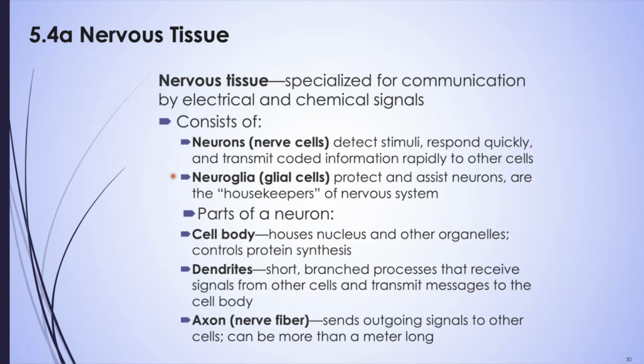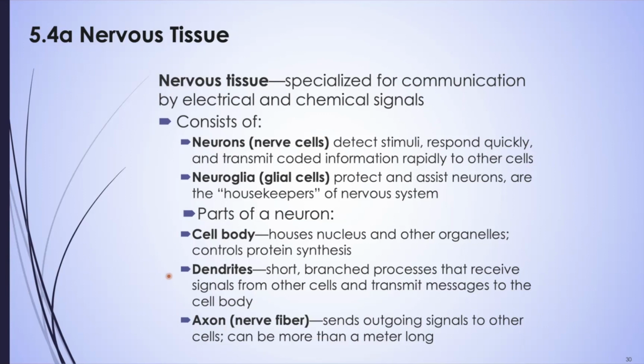On those parts of the neuron, you're going to have cell body, dendrites, and axons. The cell body is going to be the bulk, and that houses the nucleus and other organelles. The cell body is going to control the protein synthesis. The dendrites are going to be extensions off of that cell body, little branches off of it, and they can receive signals from other cells and transmit the messages down into the cell body.